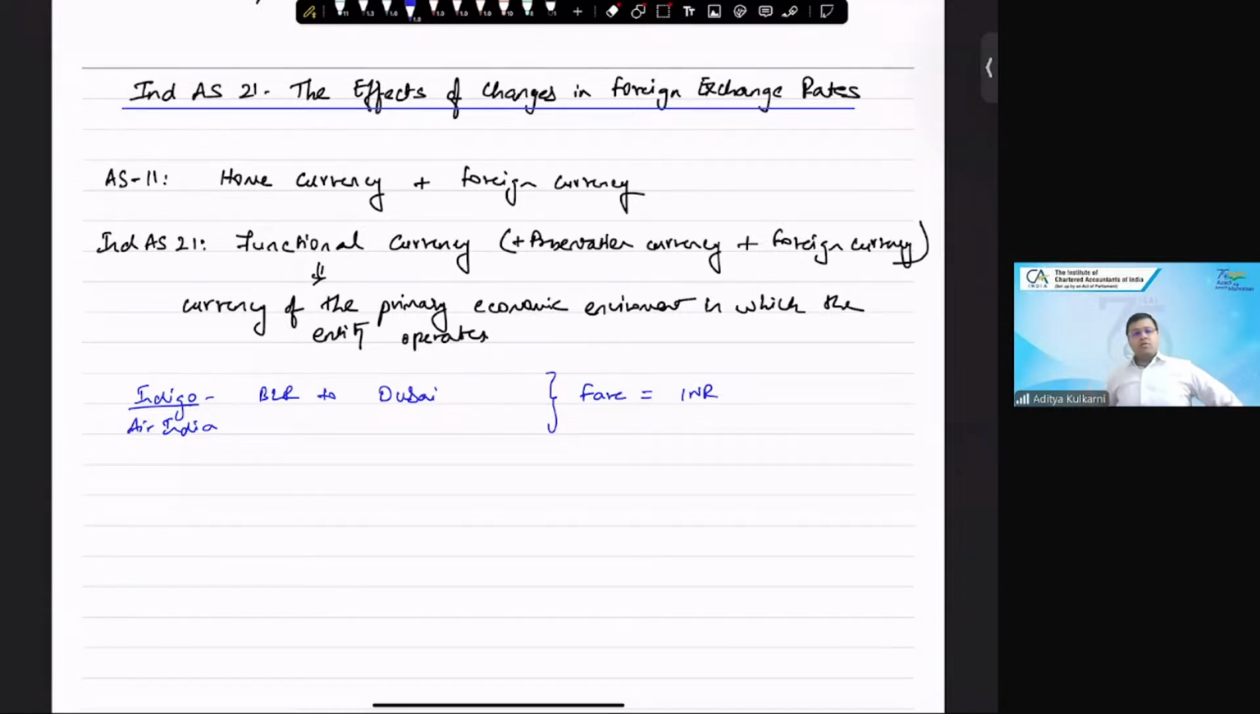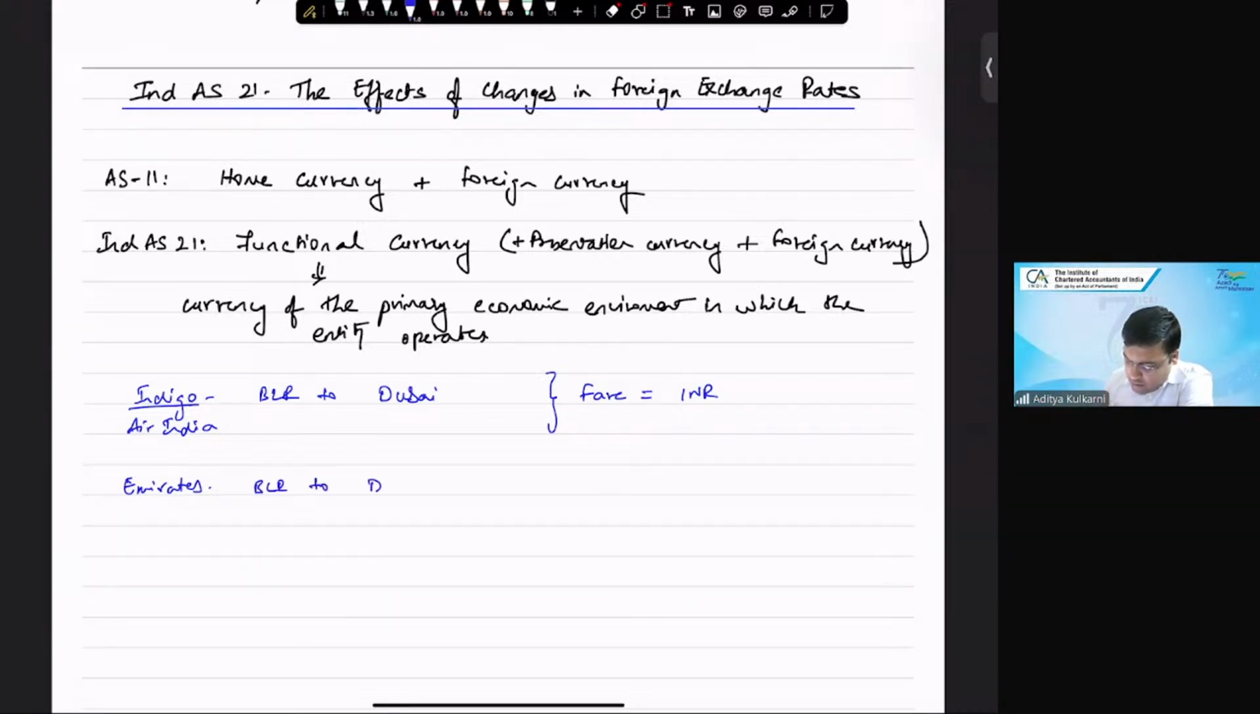You can try it out. Fare will be in INR. And this will be a proper fare, where there won't be any decimals. It will be a straight whole number INR amount that is going to be reflected as your fare. Is it okay? Now, let us take an airline like Emirates.